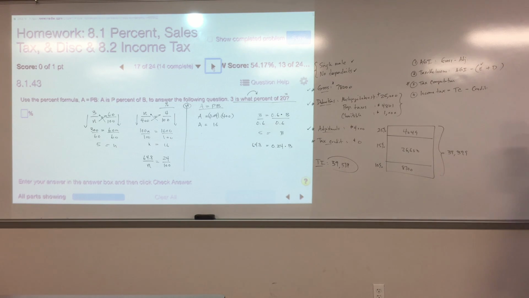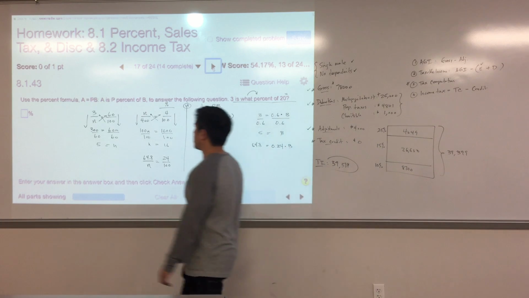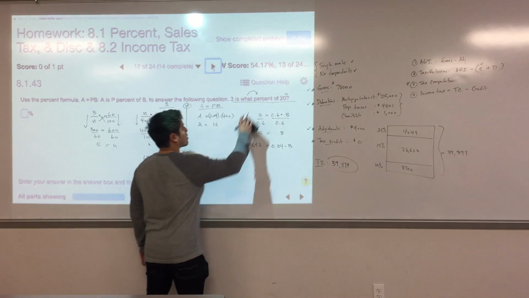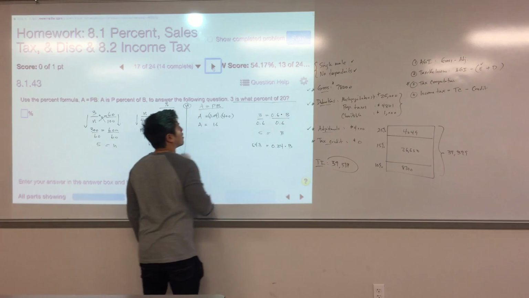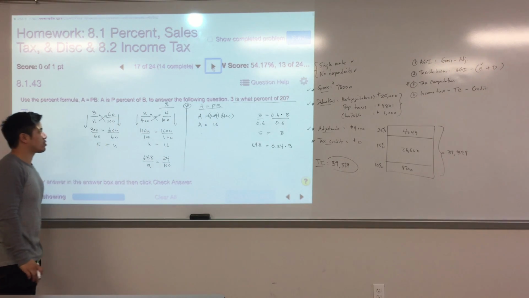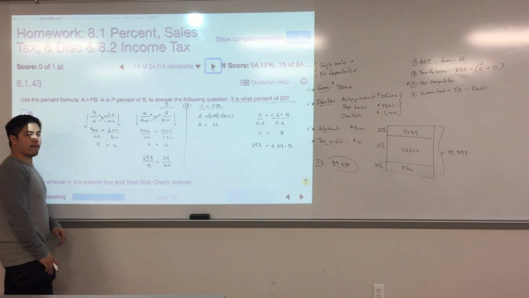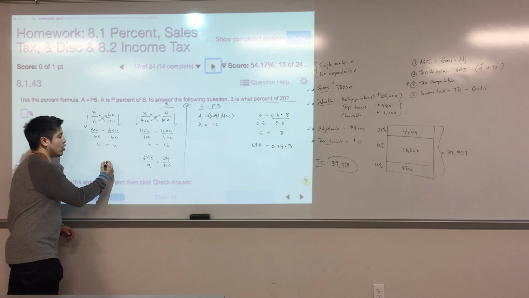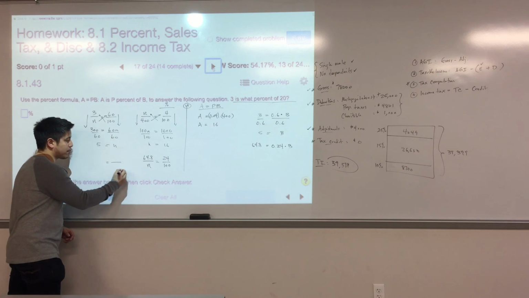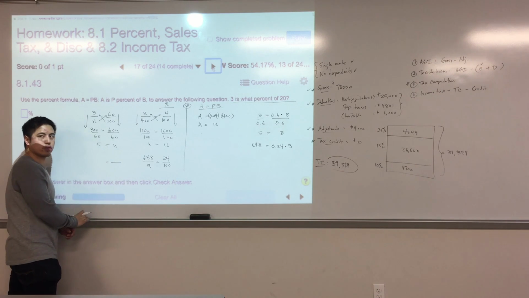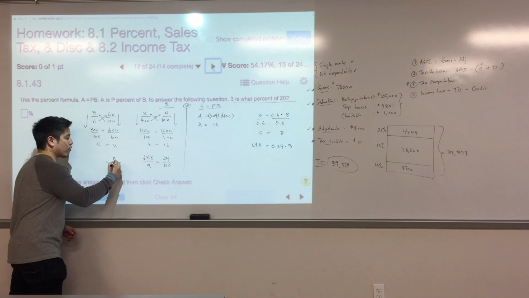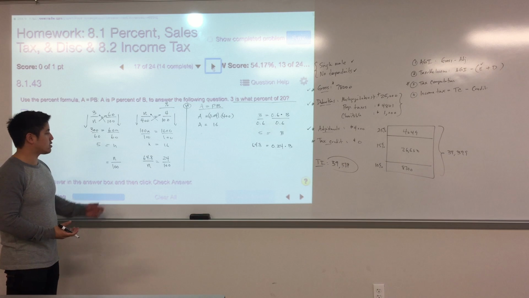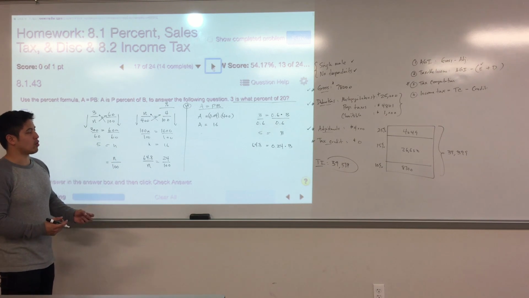This one's important. Let's do this one. It says 3 is what percent of 20? Do they give us the percent? So tell me how to set up the right side of this proportion. N over 100, exactly. We don't know what the percent is. That's what we're solving for.